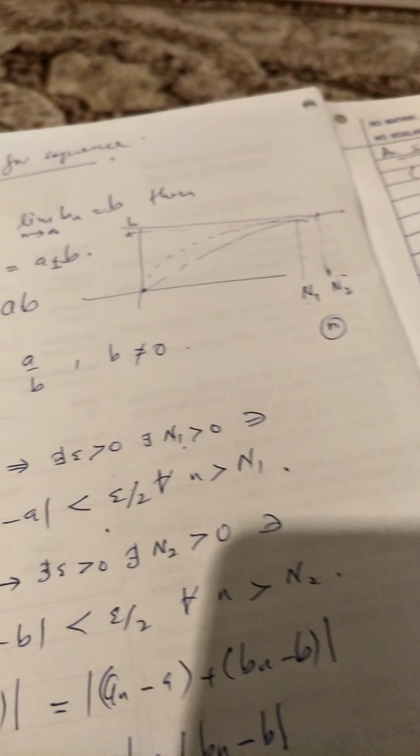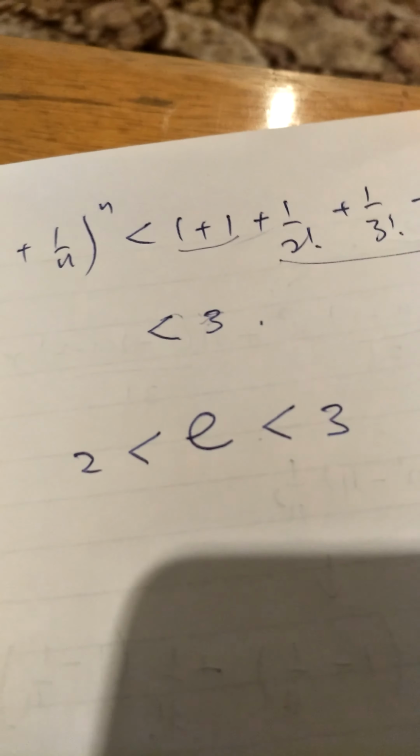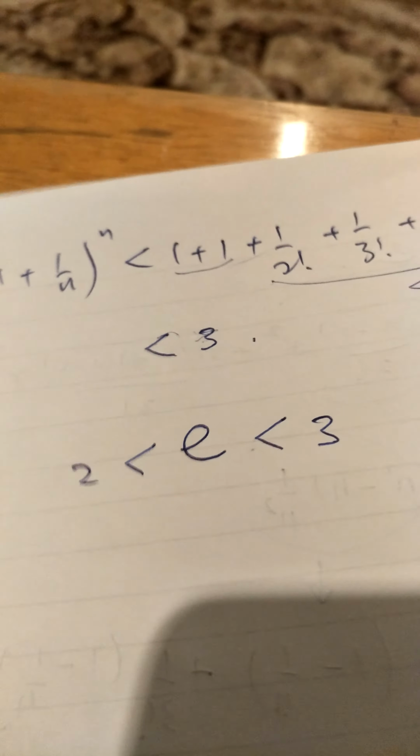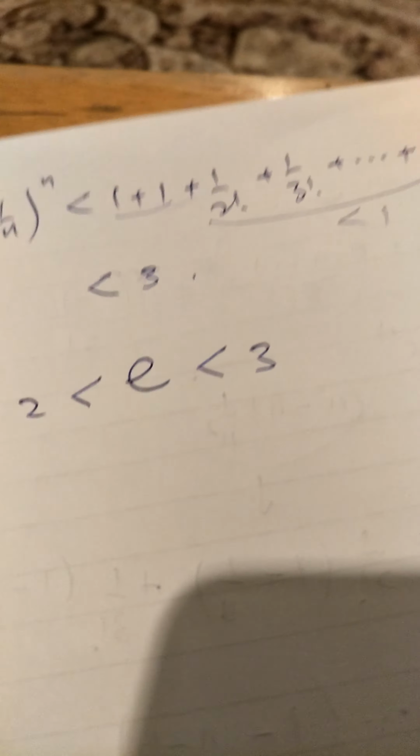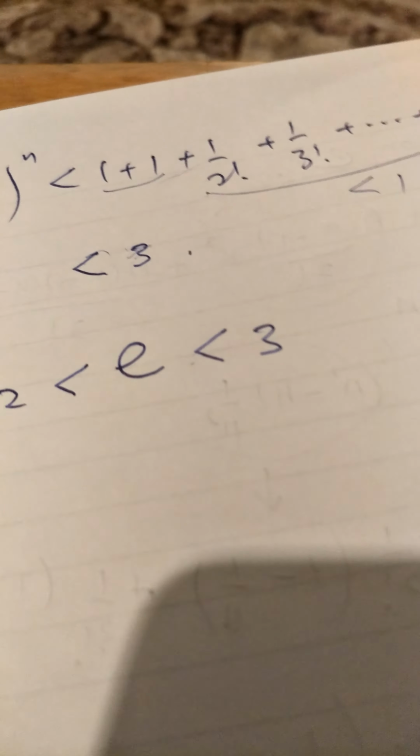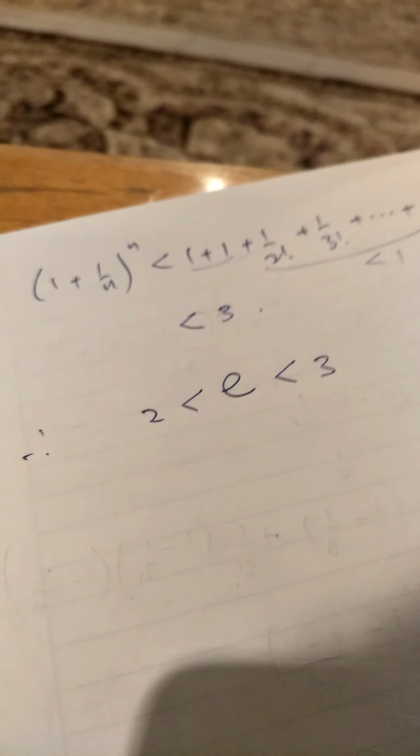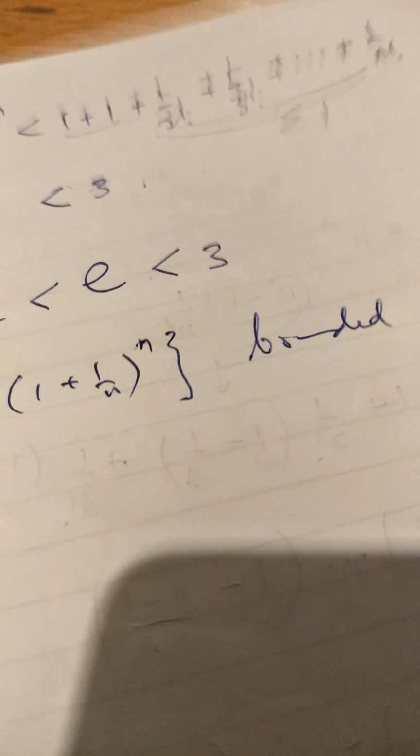So you can see from here that this e is less than 3 and greater than 2. Of course it's greater than 2 because we have 1 plus 1 plus something, so it's greater than 2, but it should be less than 3. Which means this sequence (1 + 1/n)^n is bounded. Okay, we show here it is bounded and has a limit.